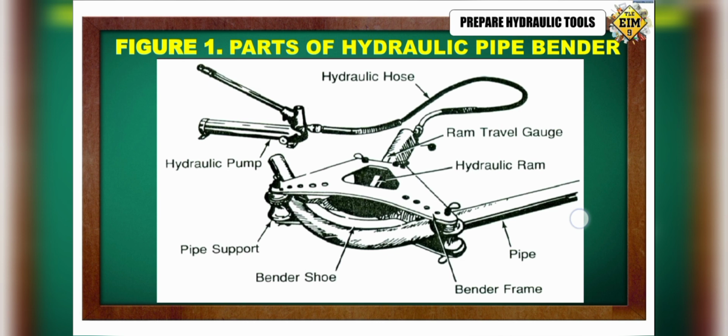For example, ito nga pong hydraulic pipe bender natin. Meron din sa hydraulic pipe bender natin, we have the frame. Yung frame na yun yung nag-hold sa mga pipe support natin at siya din yung tumutulong para mabend ng maayos yung ating mga conduit. Okay? So, yan po yung sample.